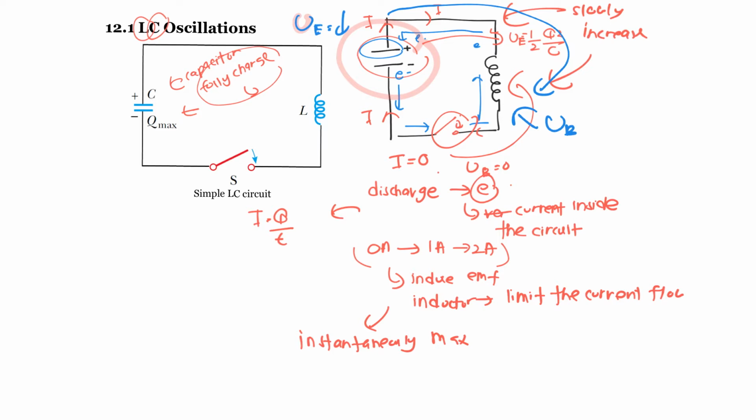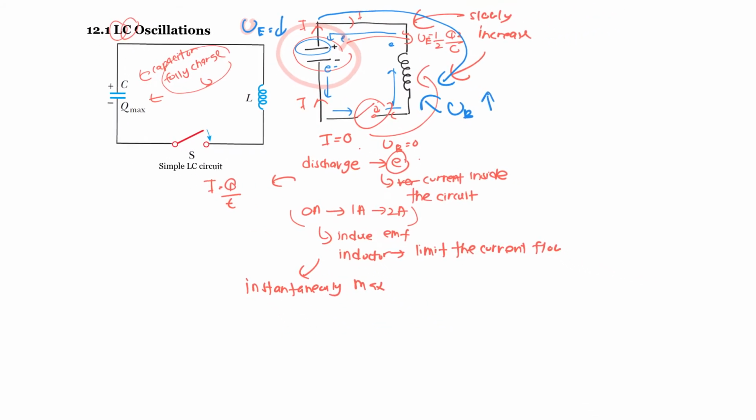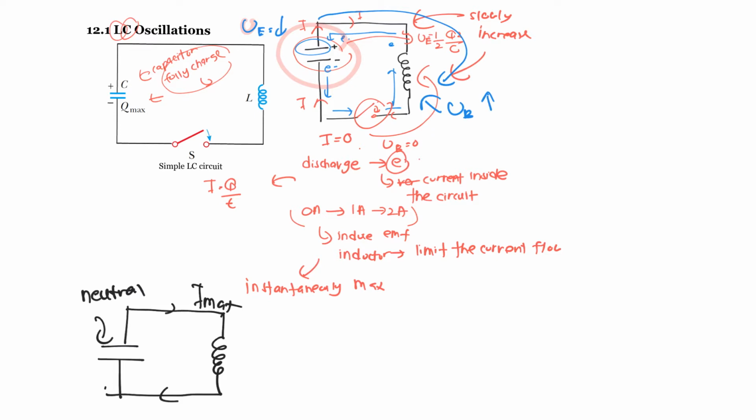So the energy of the capacitor is going to decrease, however the energy of the inductor is going to increase. Once the capacitor is fully discharged, which means the capacitor is already in neutral mode, what happens? The current at this particular time is going to be I maximum.